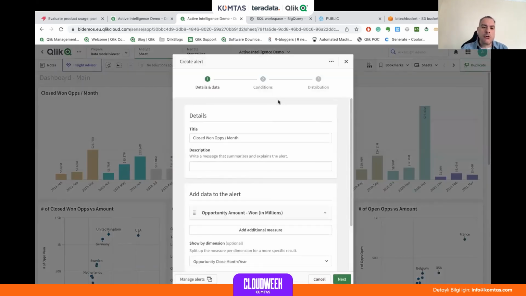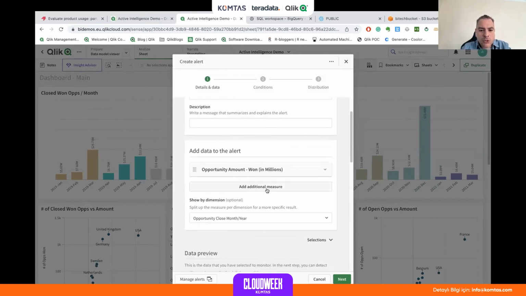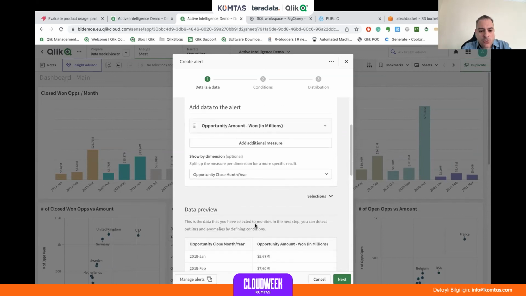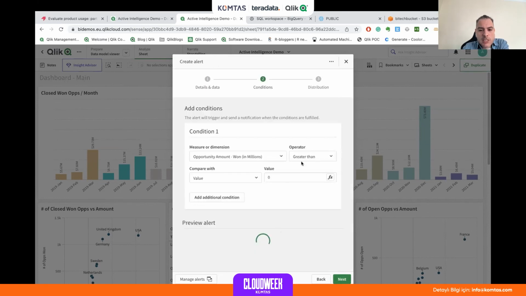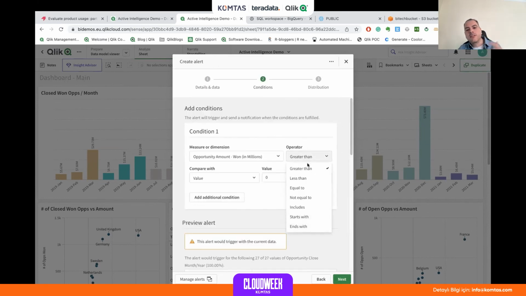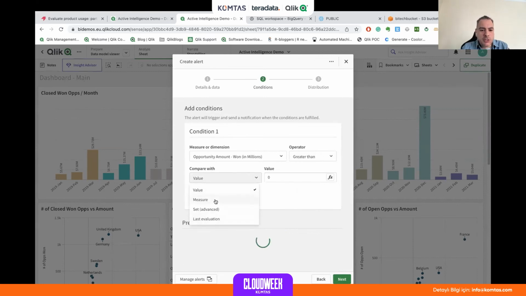Bakın mesela bir alert yaratmak istiyorum. Herhangi bir chart'ın üzerine geldiniz. Burada bununla ilgili bir alert yaratmak istiyorsunuz. Opportunity amount'u kazananlar üzerinden bir amount yaratmak istiyorsunuz. Buradaki mevcut durumu bir sonrakine göre greater'dan, less'ten, equal, include, starts with gibi bir takım, bu işin ihtiyacı olan alert'e tekabül edecek şeyler söz konusu olabilir.